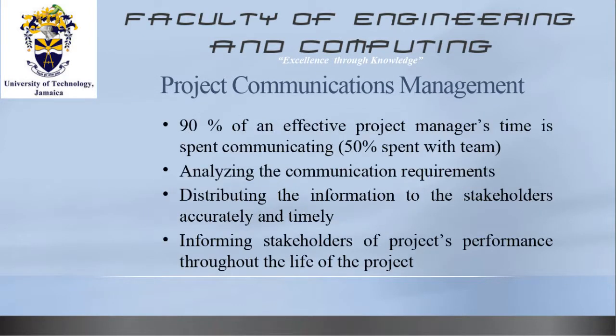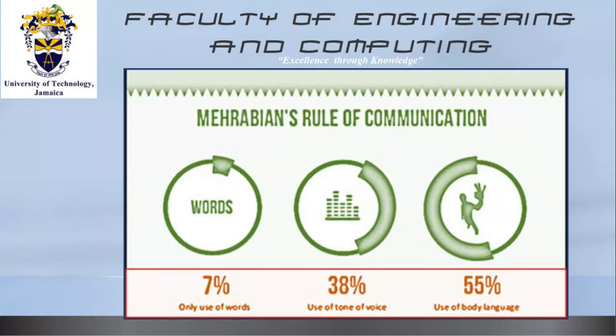So it is said that 90% of an effective project manager's time is spent communicating. Interestingly, 50% of that time is reportedly spent with his team. And what is it that they do? They analyze communications and requirements. In addition to that information which they would have gathered or information that they must impart to stakeholders, they distribute that information. And the important element of the distribution of information is that it must be done accurately and on time. So they inform stakeholders of the project's performance throughout the life of the project. So these are important notation.